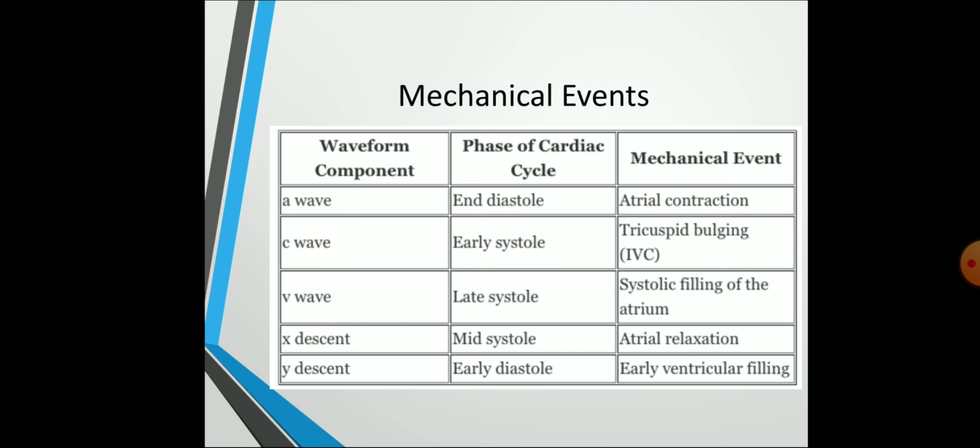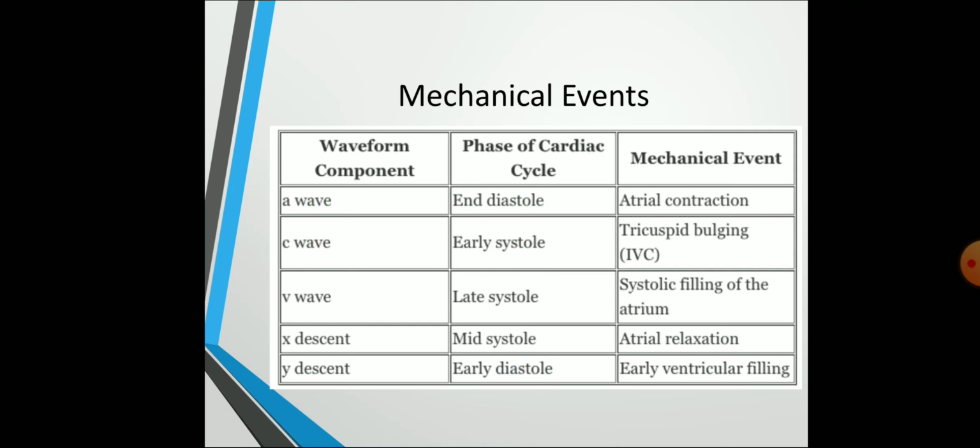The A wave, the first of the ascents, is caused by atrial contraction. When there is an atrial contraction, you get to see the A wave. The atrial contraction happens in diastole, when the ventricles are relaxed fully and the next step is the contraction of the atrium. This contraction of the atrium causes the rise in CVP, known as the A wave.